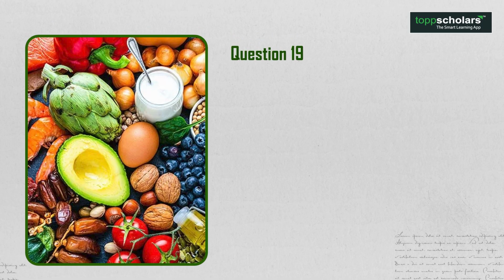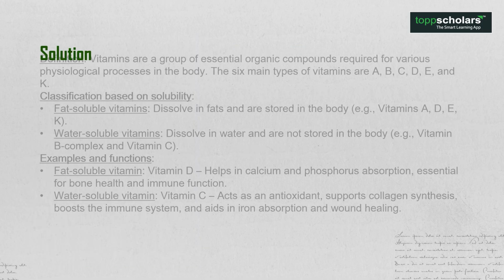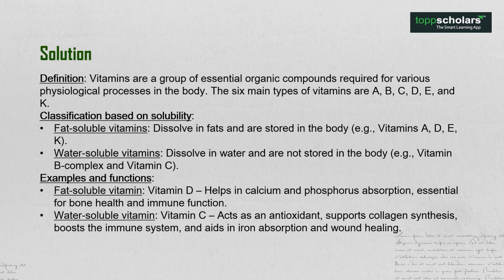Question 19. What are vitamins? How are vitamins classified based on their solubility? Name 1 fat-soluble and 1 water-soluble vitamin and mention their role in metabolic processes. The correct answer is, definition. Vitamins are a group of essential organic compounds required for various physiological processes in the body. The 6 main types of vitamins are A, B, C, D, E, and K.